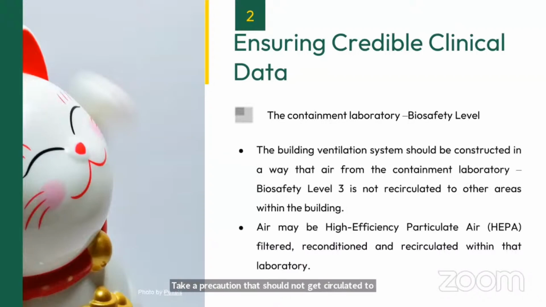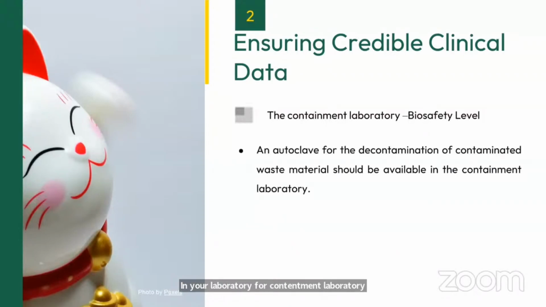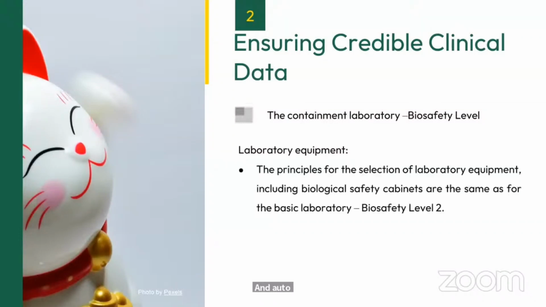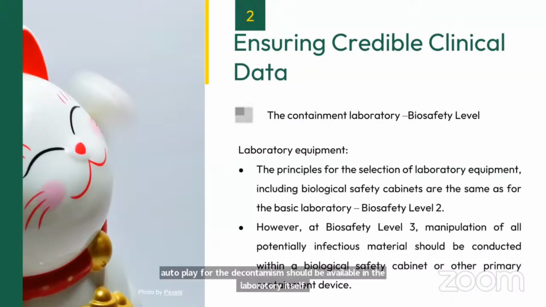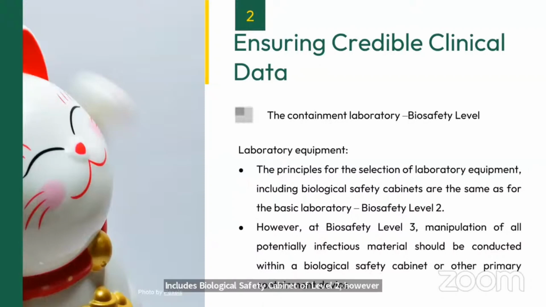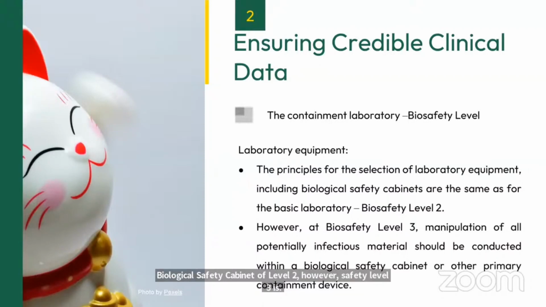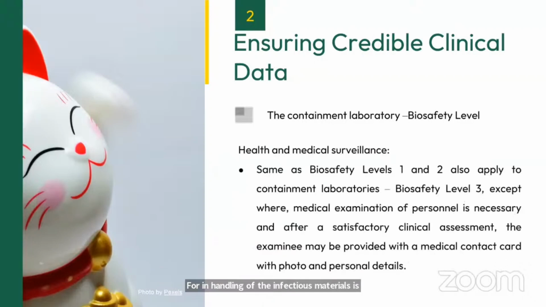Air may be high efficiency particulate air filtered, that is, HEPA filters should be used for reconditioning and recirculating within that laboratory. So you must use appropriate filters in your laboratory. For the containment laboratory, an autoclave for the decontamination of the contaminated waste material should be available in the laboratory itself. Laboratory equipment includes a biological safety cabinet of level 2. However, biosafety level 3 is recommended for handling of infectious materials in the containment laboratory.